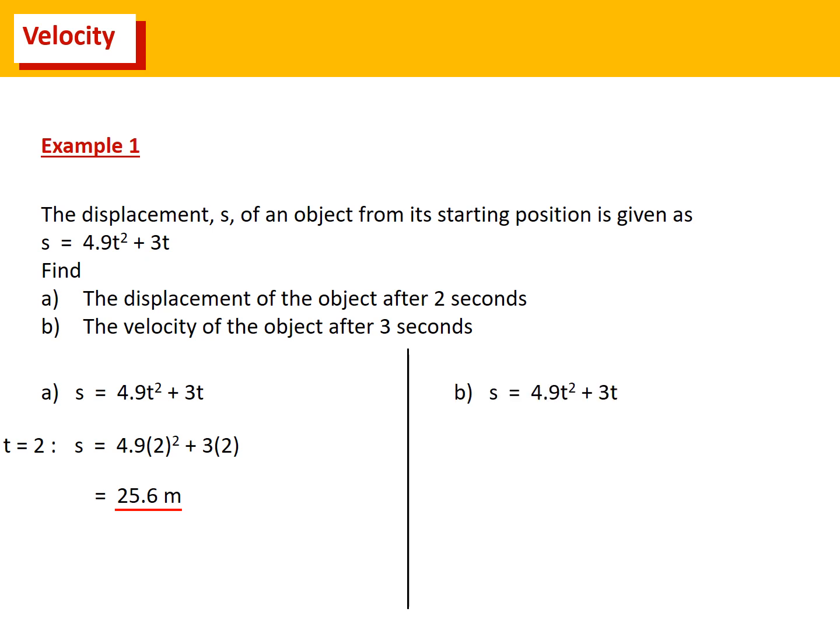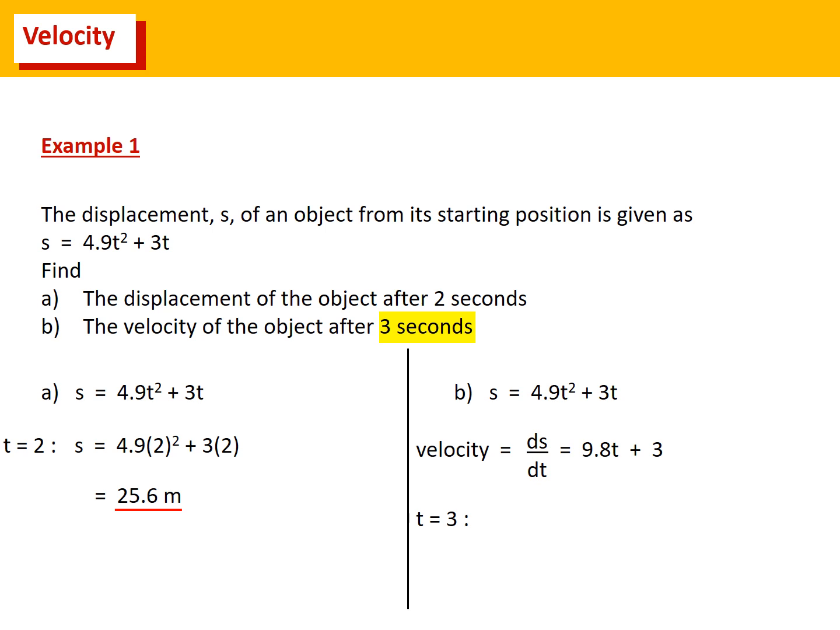Now in part B, we're asked for the velocity. Now we're given the displacement, and the velocity is obtained by finding the expression ds by dt. That means we differentiate our expression for s in relation to time. So 4.9t squared becomes 9.8t. We bring the power down to the front, so it's 2 times 4.9, that's 9.8, and we reduce the power of t by 1, so t squared becomes t, and 3t just becomes plus 3.